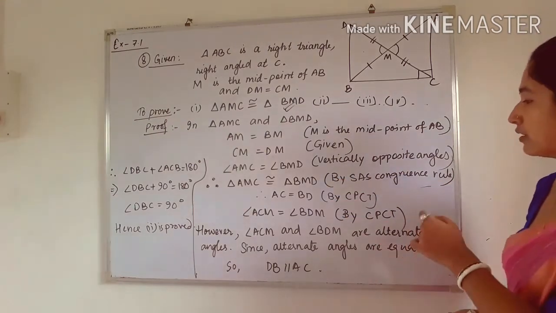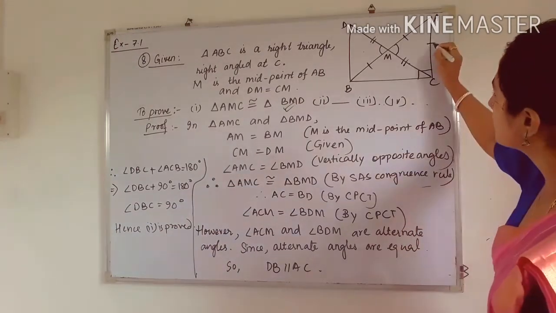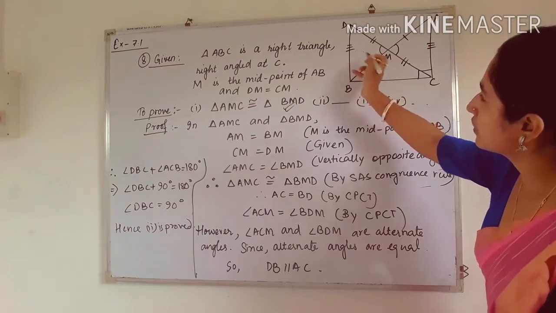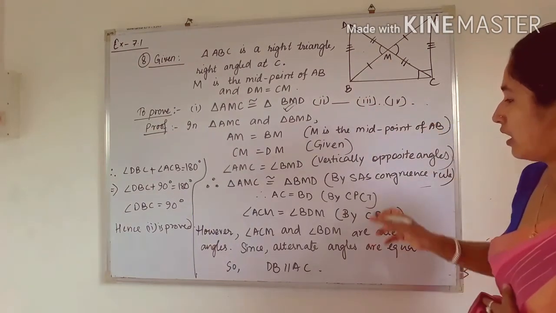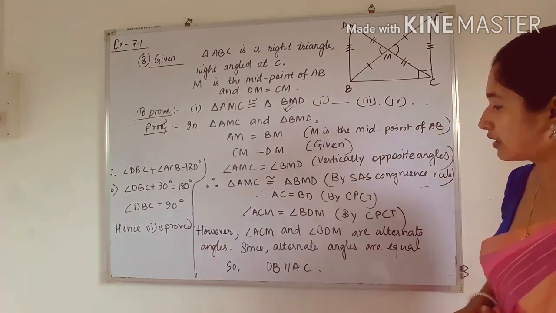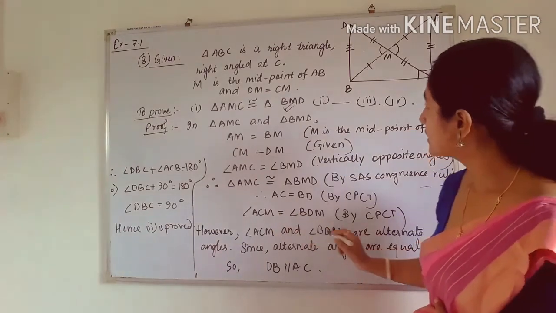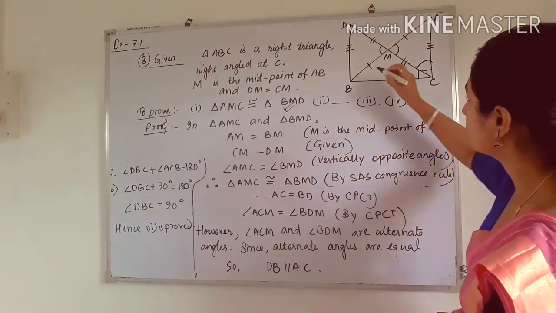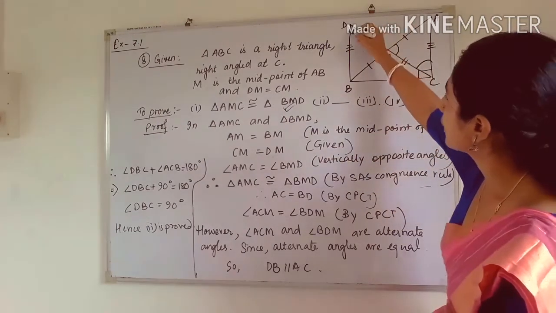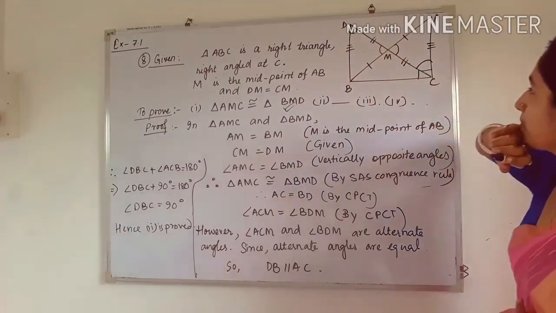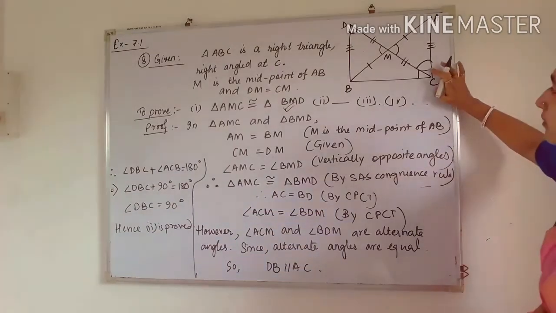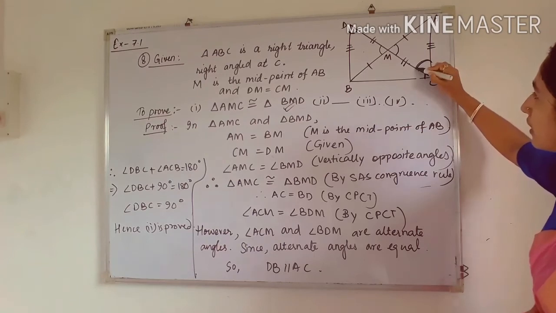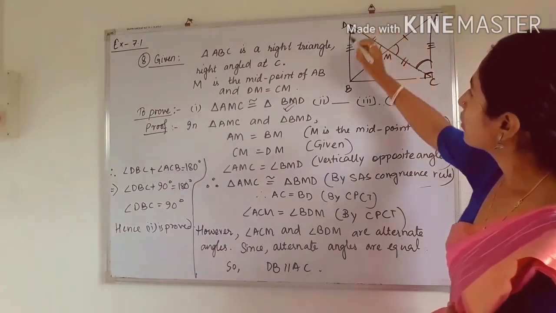So if they are congruent, then by CPCT we can write AC, that is the third side of this triangle, is equal to the third side of the other triangle. And what more can we write? We can write angle ACM, that means this angle is equal to angle BDM. So this one is 90, this full angle is 90. So this angle is equal to this angle.